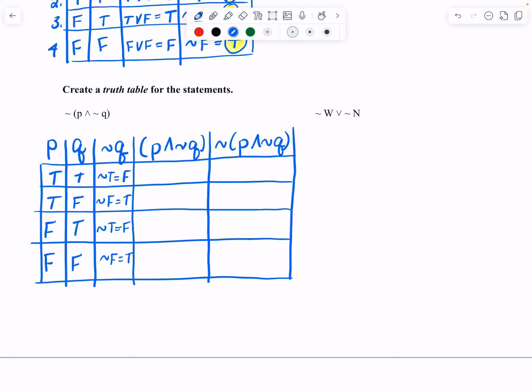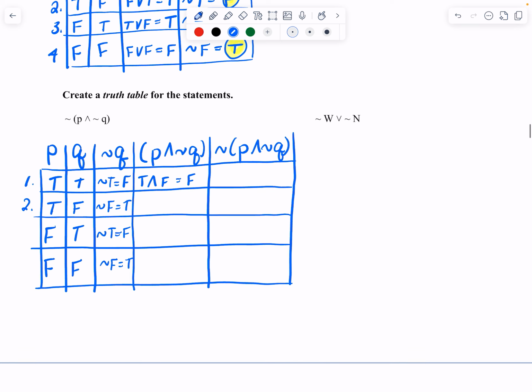So I have P, which is true, and I'm looking at row 1. Its negation Q, I found that to be false. So true and false equals false because the only time and is true is when both are true. Okay, let's do the next one. P is in row 2. P is true and negation of Q is true. True and true is true because that's the only time and is true, when both are true.